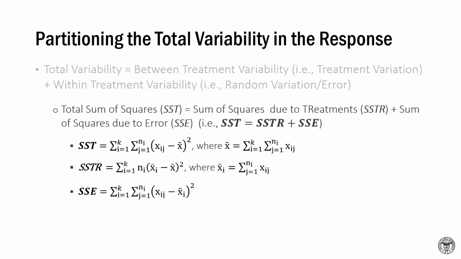The variation due to treatment, SSTR, is also called variation between treatment means. If the treatment means are similar, this value will be small. The smallest possible value will be 0. The SSTR is given by summing the squared differences between each treatment mean and the overall mean, and then multiplying each squared difference by the number of observations in each treatment.